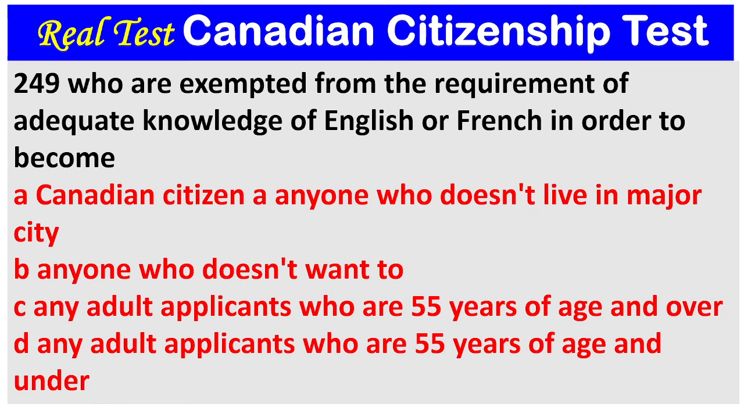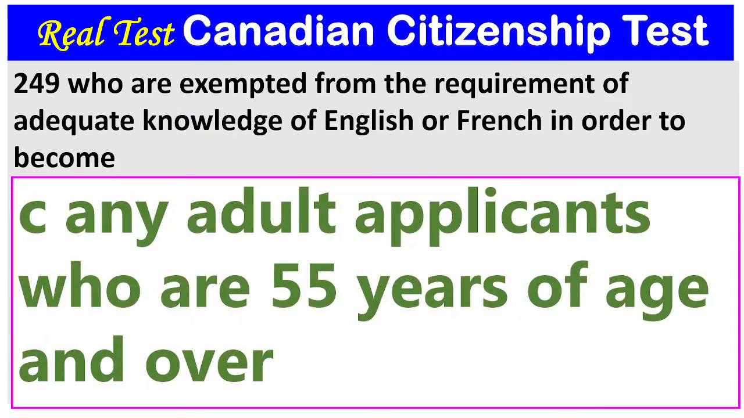Question 249. Who are exempted from the requirement of adequate knowledge of English or French in order to become a Canadian citizen? A. Anyone who doesn't live in a major city. B. Anyone who doesn't want to. C. Any adult applicants who are 55 years of age and over. D. Any adult applicants who are 55 years of age and under. The answer is C. Any adult applicants who are 55 years of age and over.